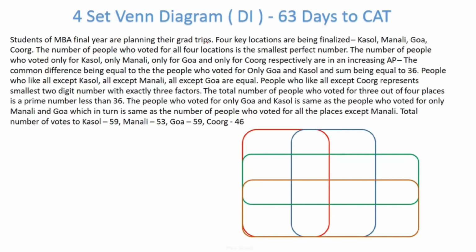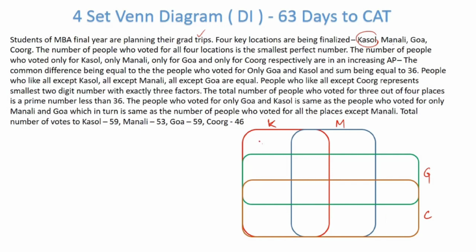Students of MBA finally are planning their grad trips. 4 key locations are being finalized. Let's say the first set, the red set, is Kasol. Manali, the blue set, is Manali. Goa, the green set, is Goa. And finally the brown set, which is Coorg. Whenever you have to represent 4 sets, you can represent in this manner.